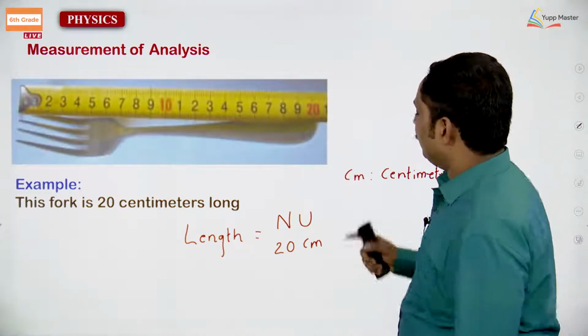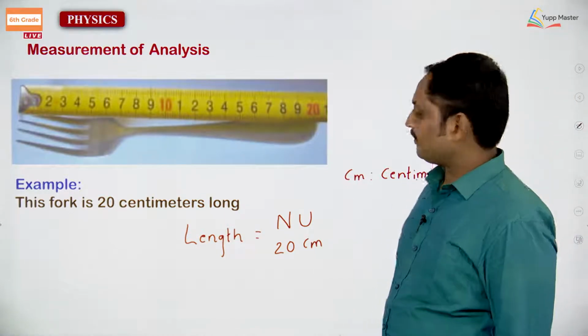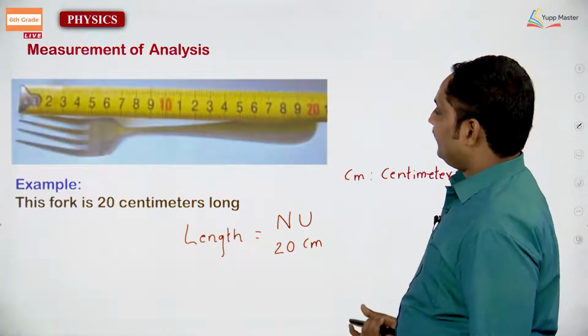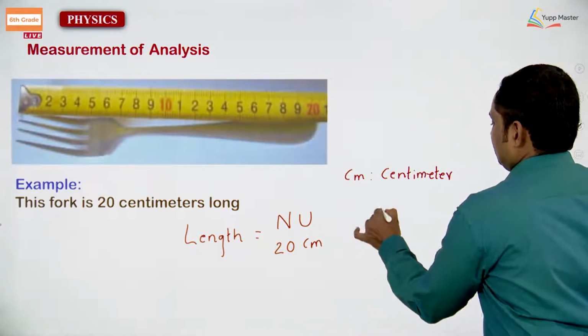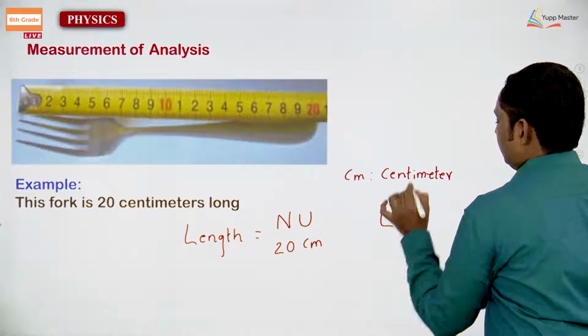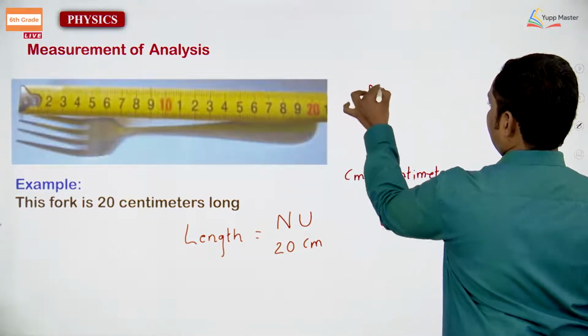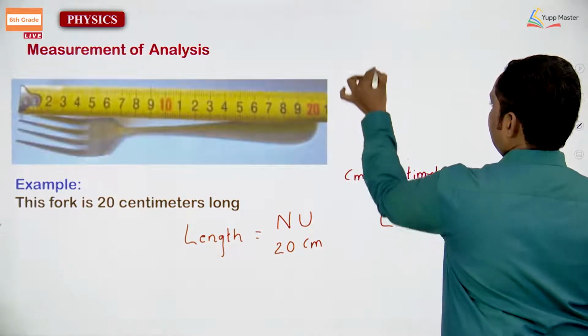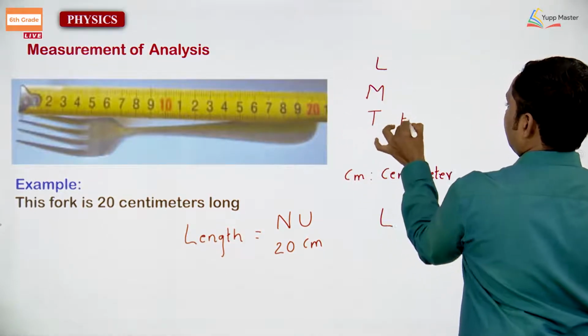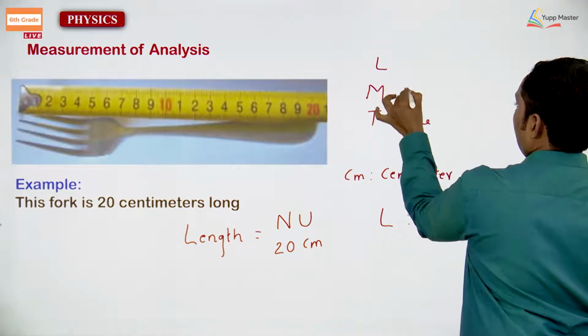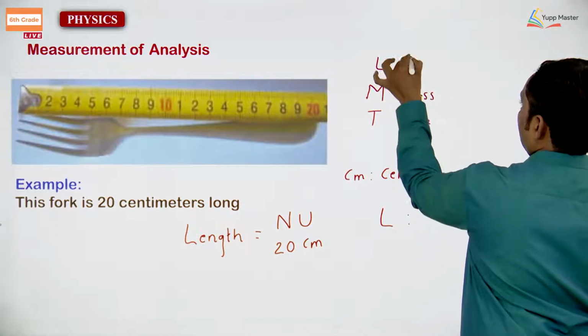Now if you are going to take that length, its symbol is going to be L. Mass, we are going to take that M. T, yes, this is time, mass, length.